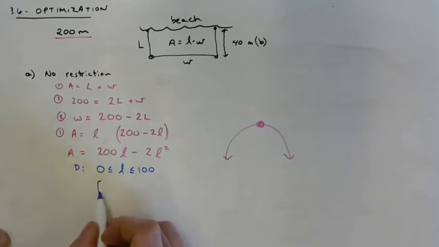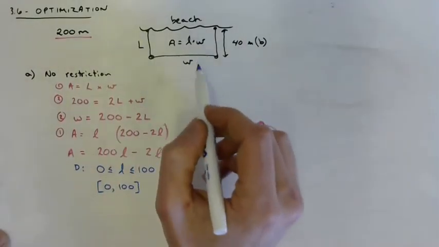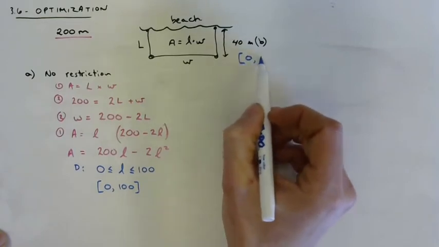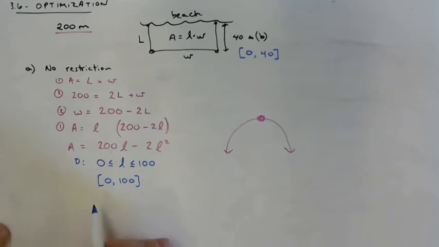Or we're looking for L values in the interval from 0 to 100. So that's the only restriction on it, because that would max out our rope. So in section B, we'd be looking for L values between 0 and 40. But we'll worry about that when we get there.